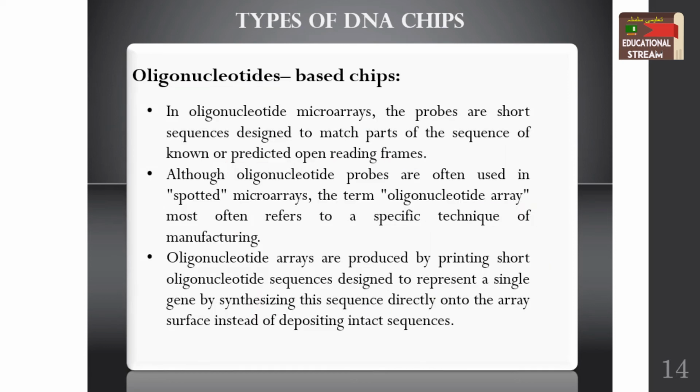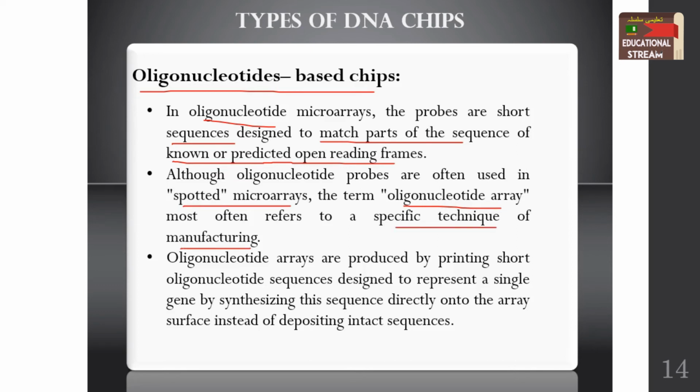The second kind of DNA chips, which are most commonly employed, are the oligonucleotide microarrays. In this case, oligonucleotides are short sequences which are designed to match part of the sequences of a known or predicted open reading frame. These probes are often used in spotted microarrays, but the term oligonucleotide array also refers to a specific technique of manufacturing.